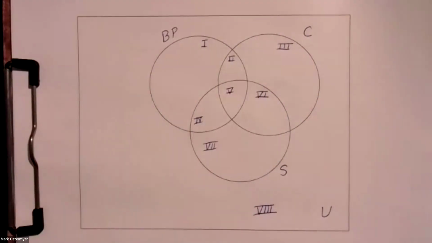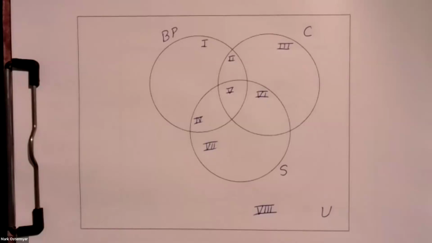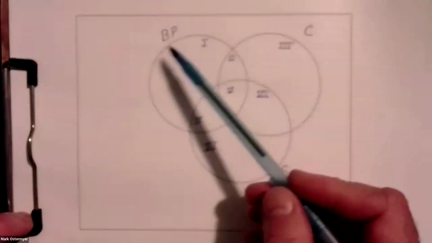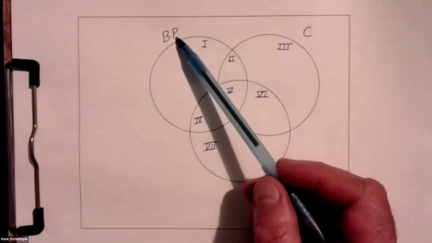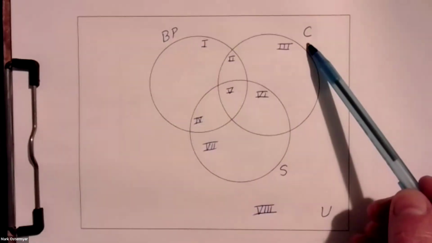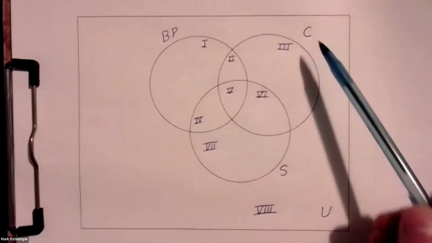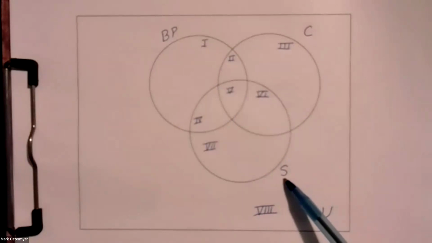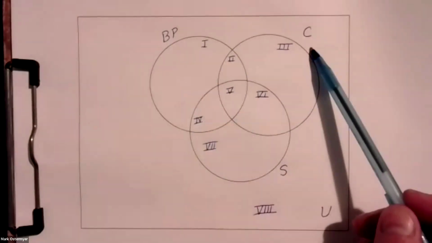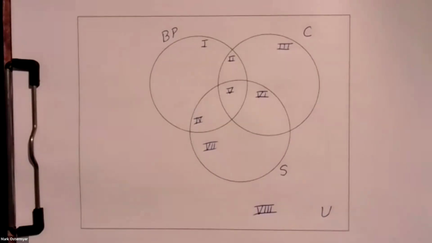Okay. Will you say what each of yours is labeled? I just can't see on the camera because it's not clear. Oh, it's not clear on the camera here? Okay, this first circle to the left is blood pressure. The circle to the right is cholesterol. And the circle below here is smoking, S. So BP, C, and S. And what are the Roman numerals in those circles?